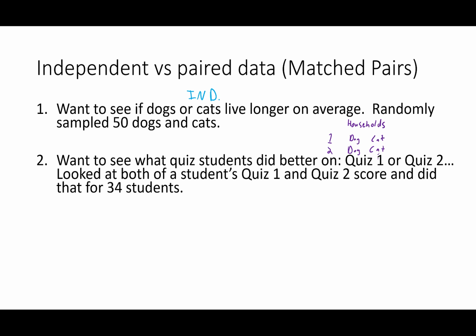Imagine we wanted to see if students did better on quiz 1 or quiz 2. So we looked at both a student's quiz 1 score and a student's quiz 2 score, and we did that for 34 students. This would be considered paired data because we used each student's quiz 1 and quiz 2 score. This could have been done with independent data if we took random students' quiz 1 scores and another random students' quiz 2 scores.